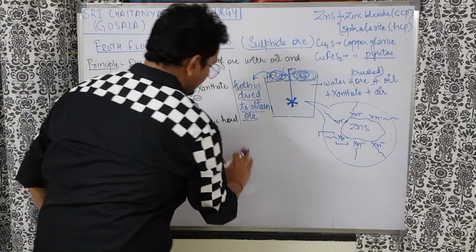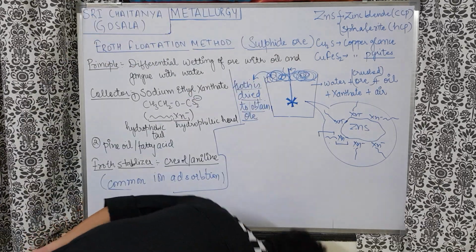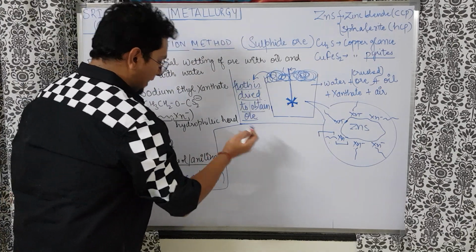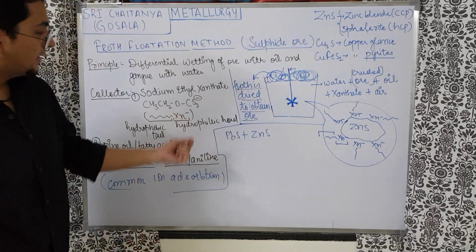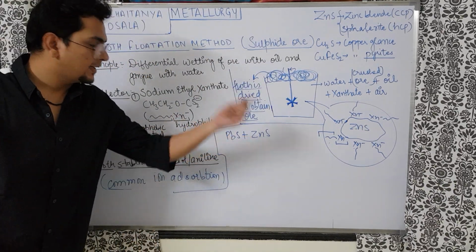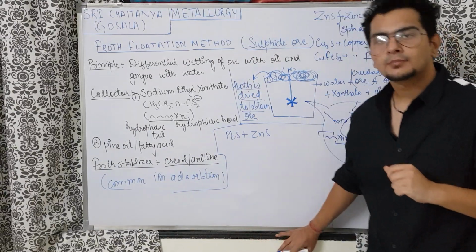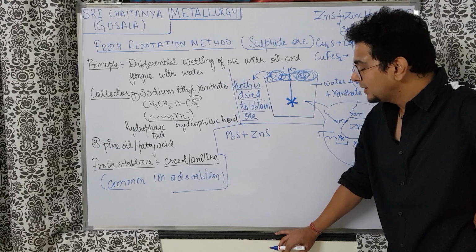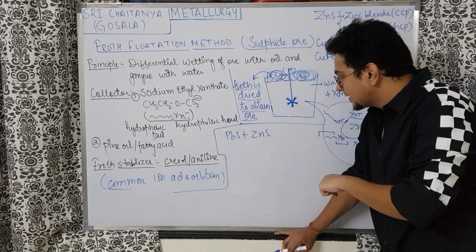Apart from this, one major thing that is asked in the NEET examination is the depressant. So imagine sometimes you are very unlucky. Let us say a PbS and ZnS combination is there. That means the impurity as well as the ore are both sulfides. Then there is a competition. Xanthate will stick on both the surfaces.